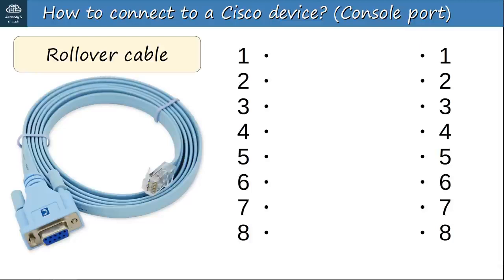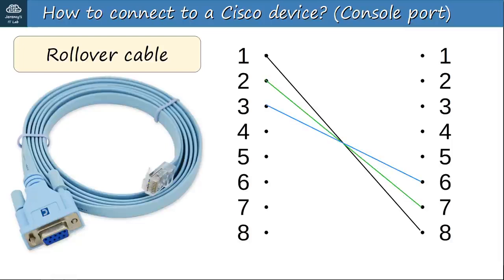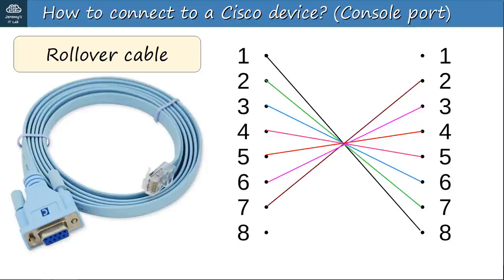Like in an Ethernet UTP cable, there are 8 pins on each end that are used. However, they connect like this. Pin 1 to pin 8, pin 2 to pin 7, pin 3 to pin 6, pin 4 to pin 5, pin 5 to pin 4, pin 6 to pin 3, pin 7 to pin 2, and pin 8 to pin 1.